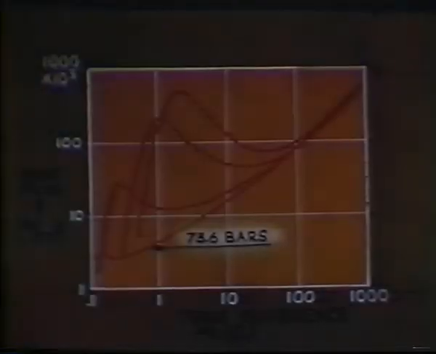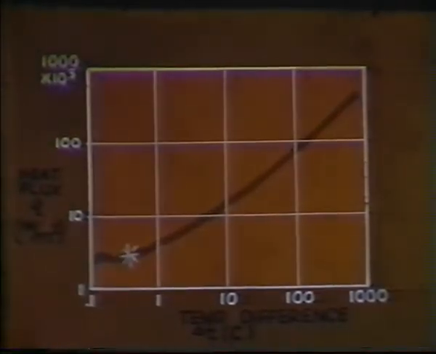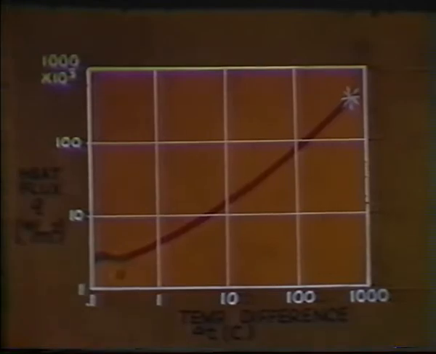In this scene, the pressure is 73.6 bars, very close to the critical pressure of 73.8 bars. The bulk temperature is the corresponding saturation temperature, 30.9 degrees Celsius. The heat flux, initially 2,000 watts per meter square, is increased during the run to 300,000 watts per meter square.